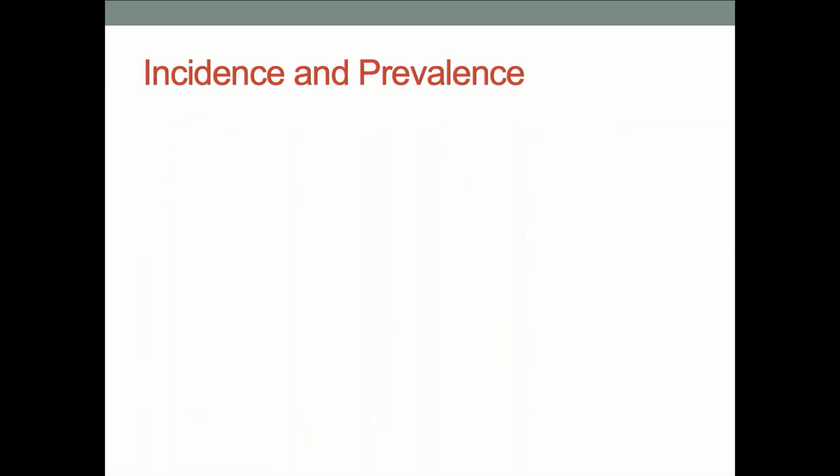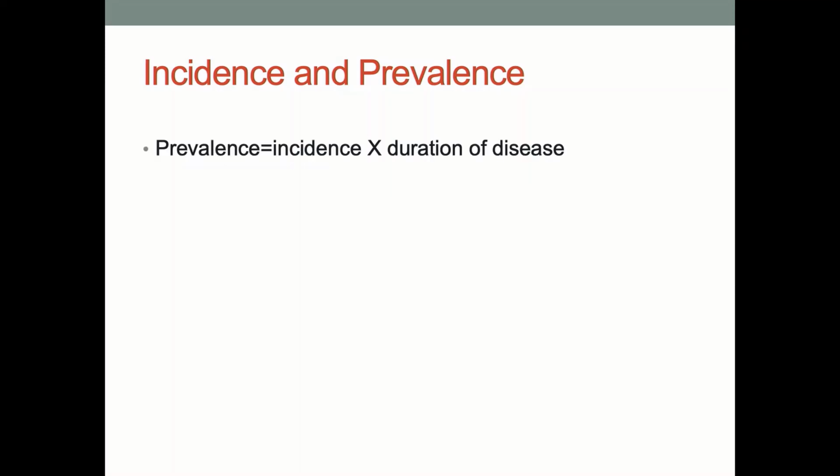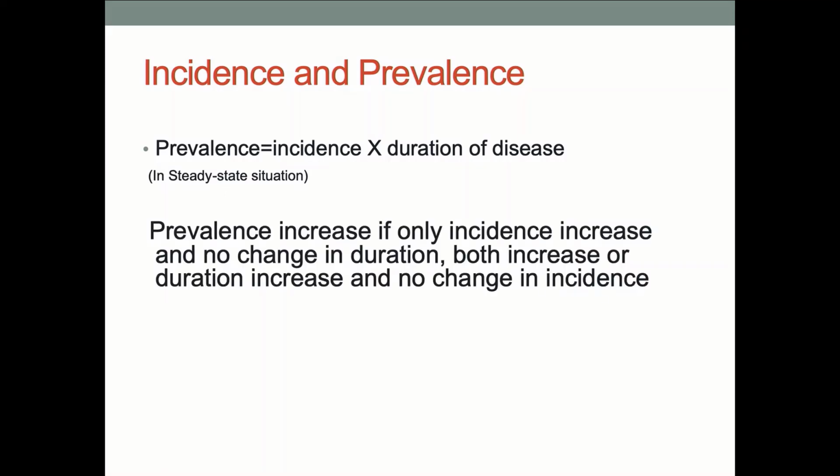So I want to compare now the incidence versus prevalence. We can actually learn how prevalence is increasing or incidence is increasing by this formula: prevalence equals the incidence times the duration of the disease. And this is making the assumption that the disease risk is not increasing, or there isn't an influx of new disease cases and so on. So in a steady state situation, prevalence increases only if incidence increases.